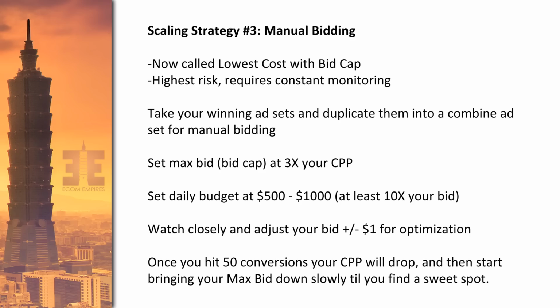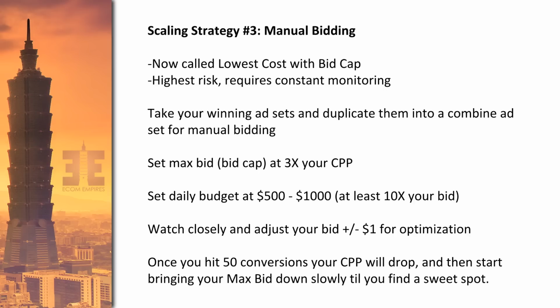Scaling strategy number 3 is called manual bidding. This is now basically considered lowest cost with bid cap. This is the highest risk type of scaling because it requires constant monitoring, and it's something that allows you to take winning ad sets and have more control.